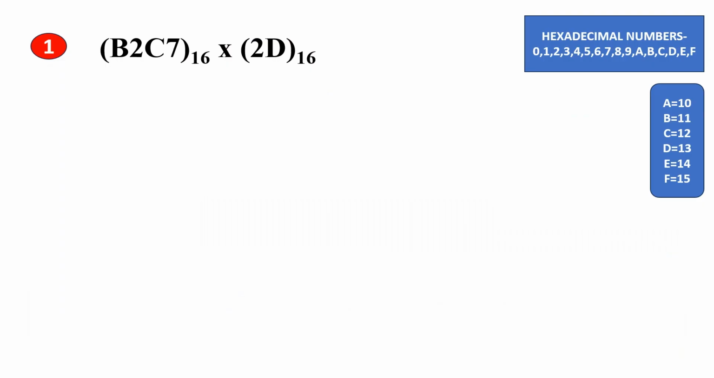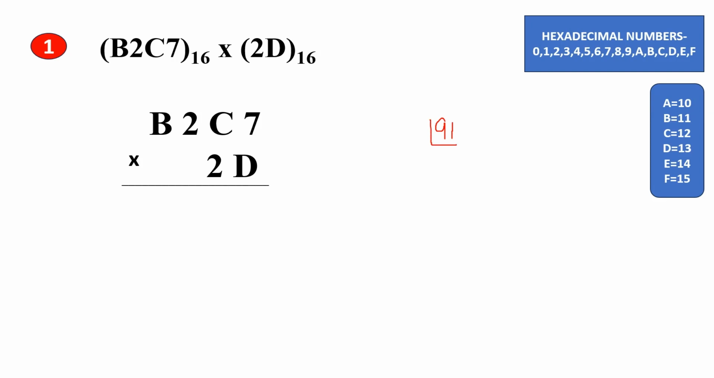Problem 1. We are going to multiply two hexadecimal numbers. So D into 7 gives us 91. D is 13, so 13 into 7 gives us 91. 91 is not a hexadecimal number, so to make it a hexadecimal, we are dividing it by 16.